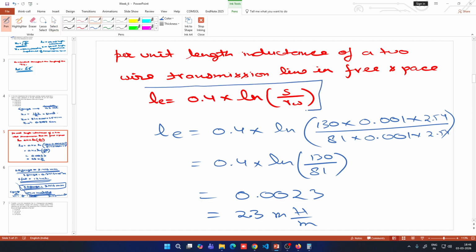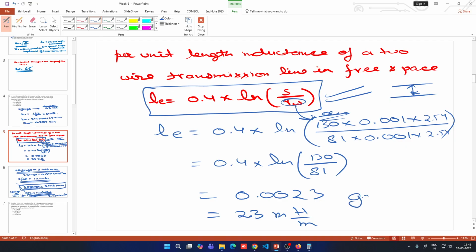per unit length inductance of a two-wire transmission line. This is correct. S stands for the distance between the two wires, and this RW is the radius, which we have to find out in centimeter. So we have to find out what conversion factor they are using for gauge to centimeter or meter. Also, it matters from material to material.